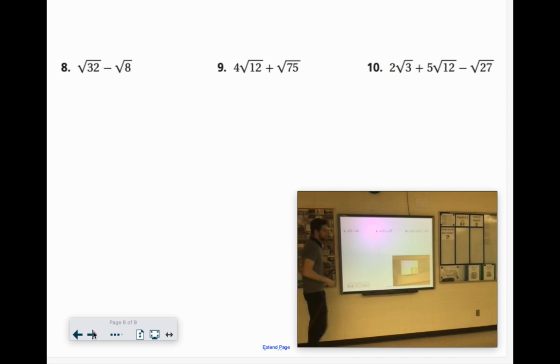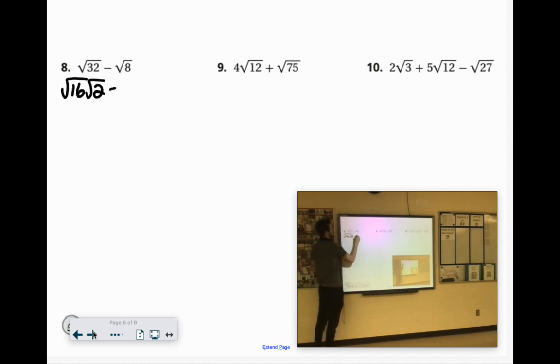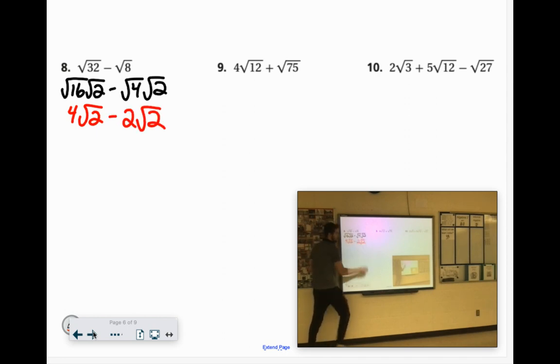We could get some of these done. Root 32 minus root 8. They're not perfect squares, but they have them. 32 is 16 times 2. 8 is 4 times 2. So square root of 16 is 4, 4 root 2. Square root of 4 is 2, 2 root 2. Now they are both root 2's. 4 minus 2 is 2, root 2.